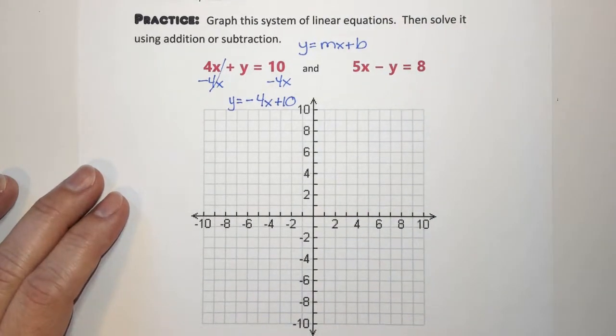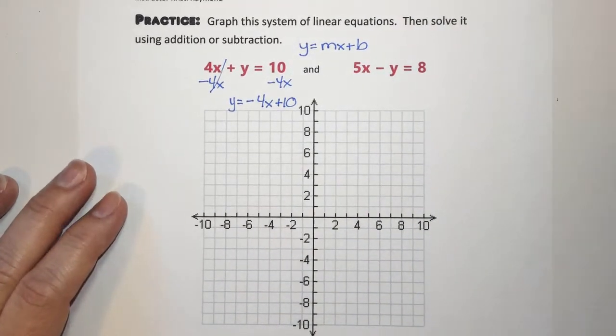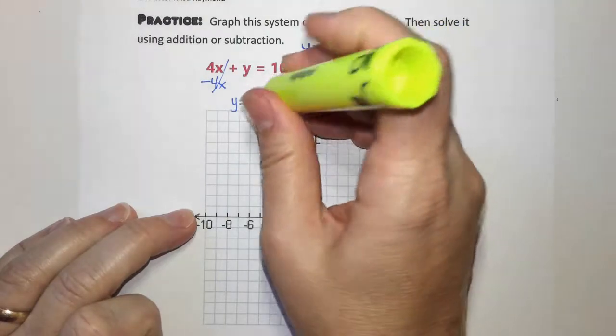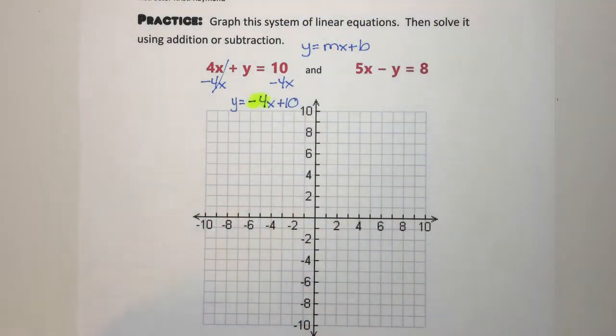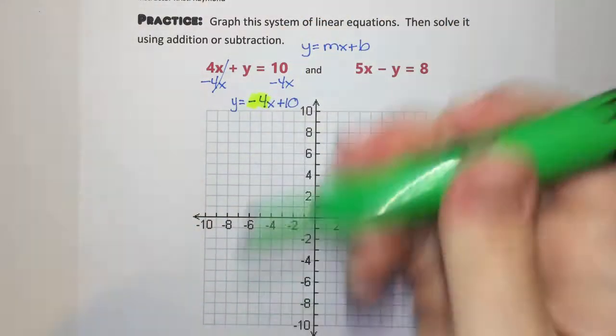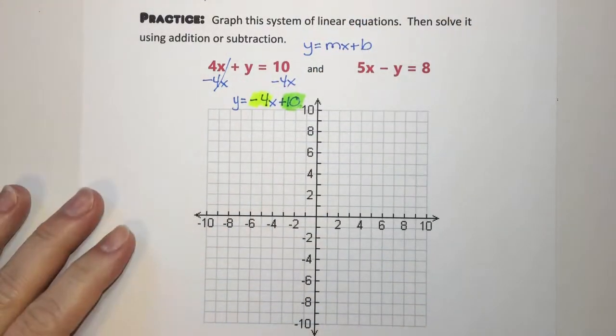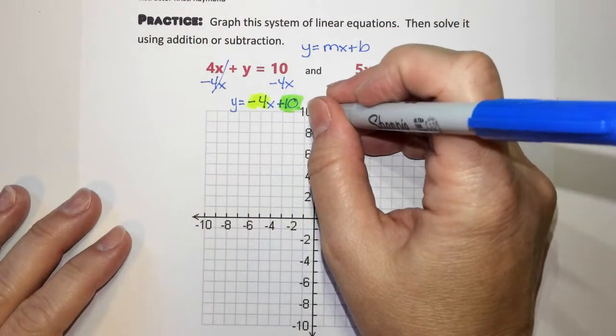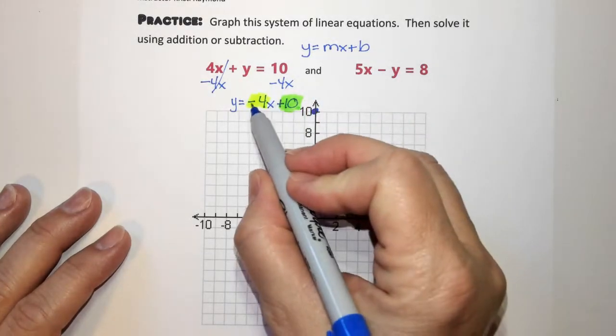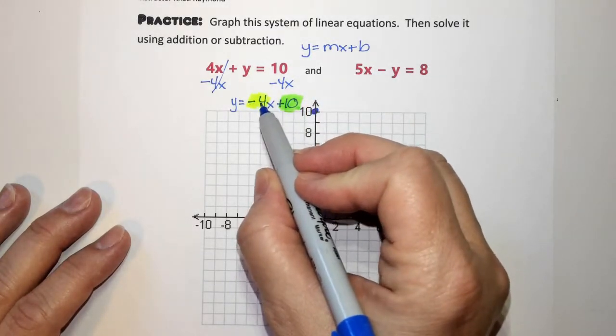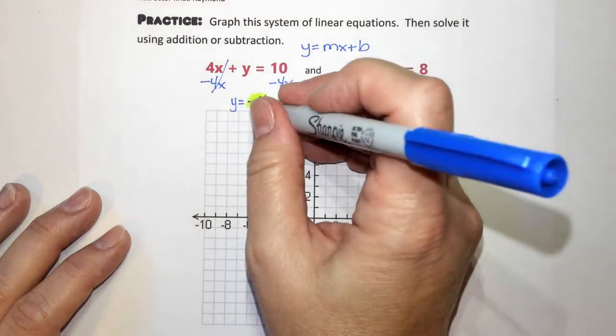Get my highlighters back out for you. My slope is negative 4. My y-intercept then is positive 10. Let's go ahead and graph this. Y at positive 10, and my slope is down because it's negative. Down 4, and what's the run?